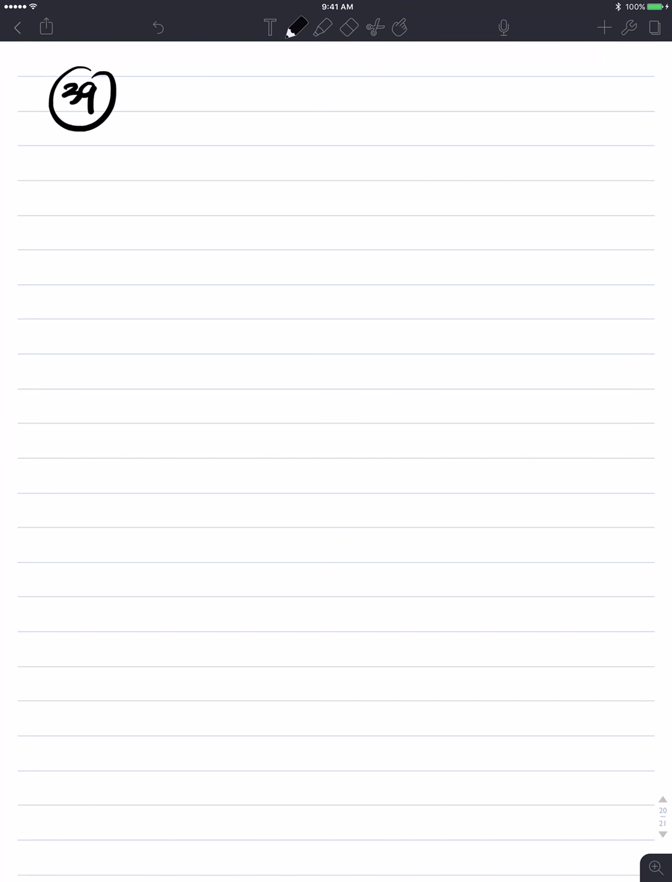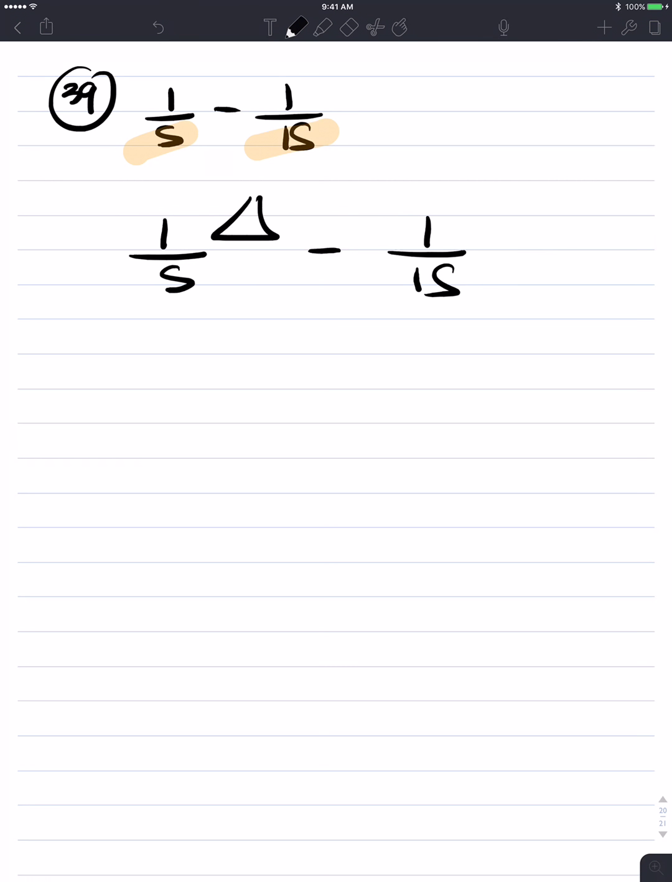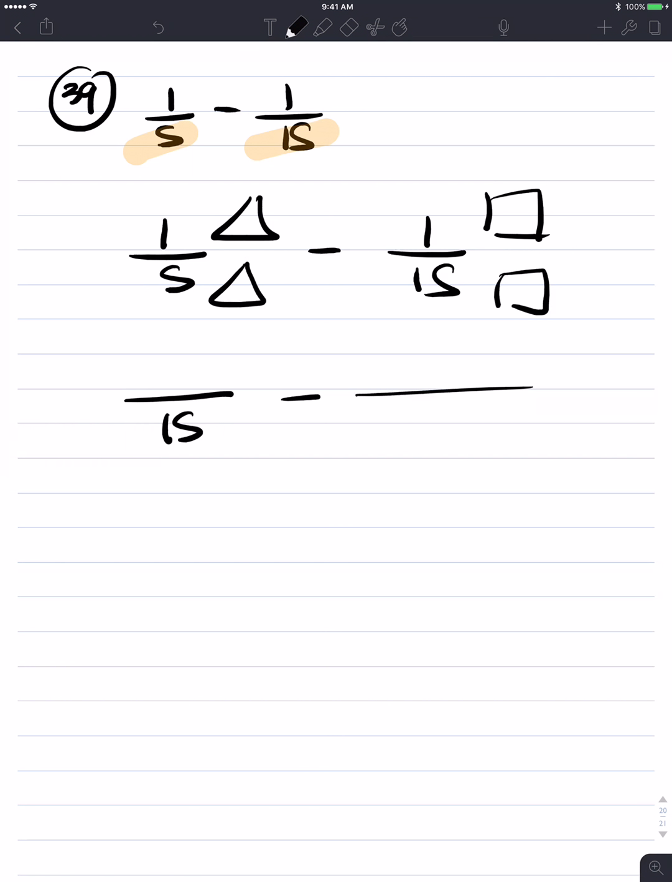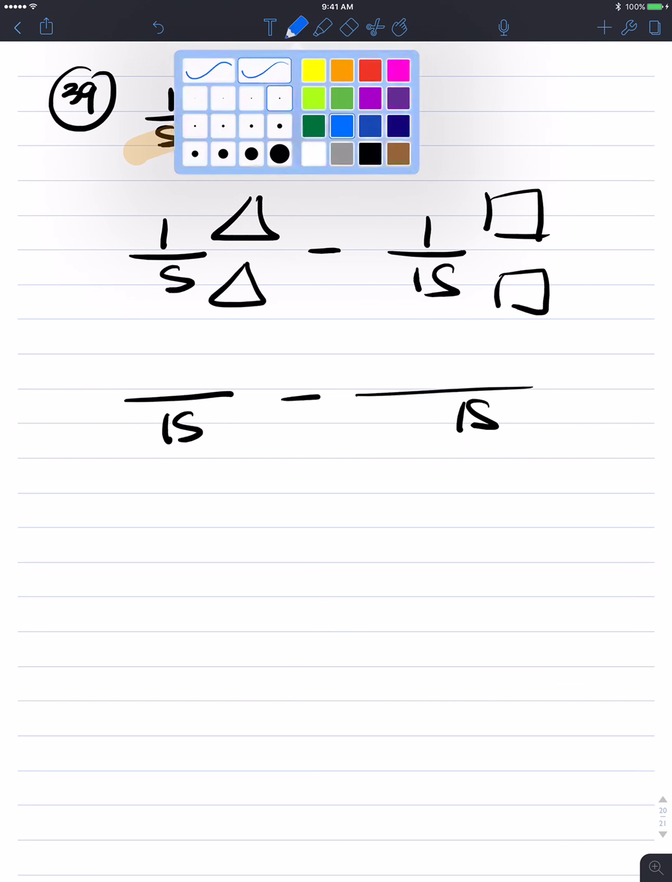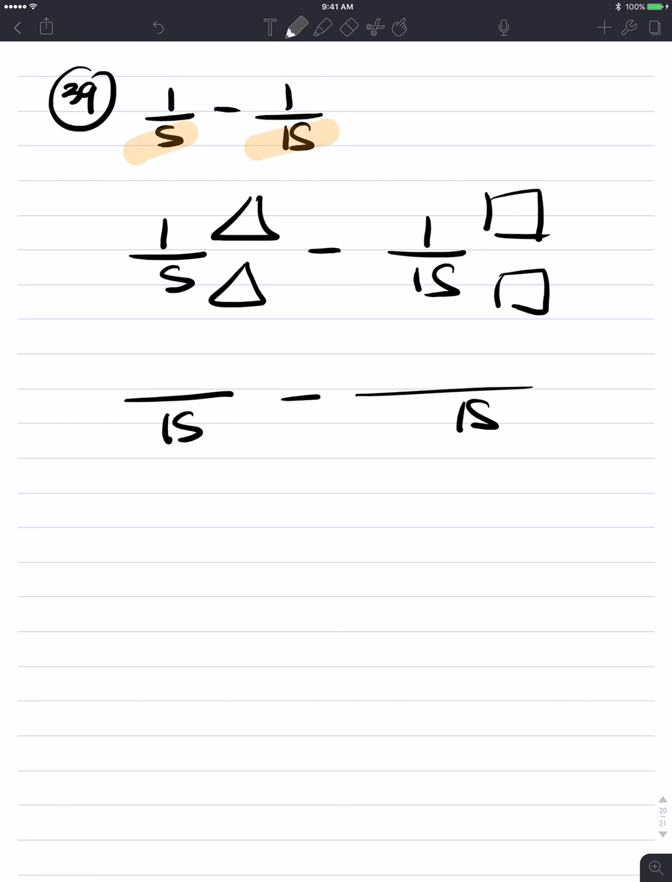39. 1/5 minus 1 over 15. Notice these are unlike fractions. We have to do our setup. Now we need the LCM of 5 and 15, and the LCM is 15. We're going to have to determine what to put in our triangles and our squares. 5 times 3 is 15. 3 goes in our triangles.